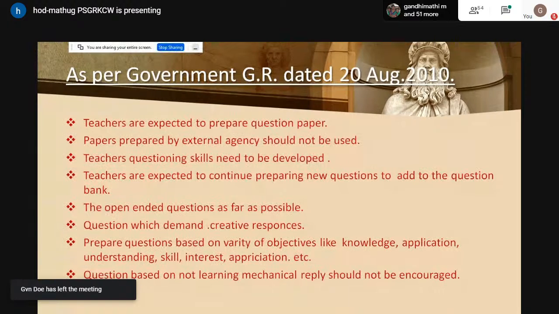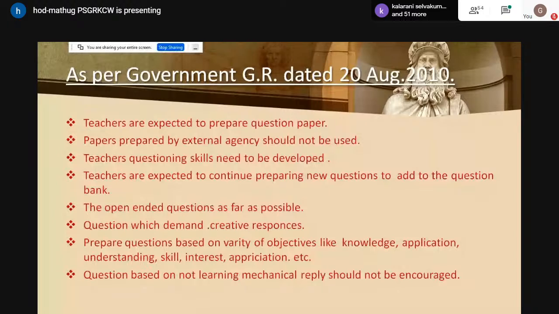Teachers are expected to continue preparing new questions to add to the question bank. So question banks are not sufficient on their own; you cannot say that, because it is the regulatory measure imposed by the government itself. So open-ended questions as far as possible have to be asked. So what are these open-ended questions? We will see in the next slide.